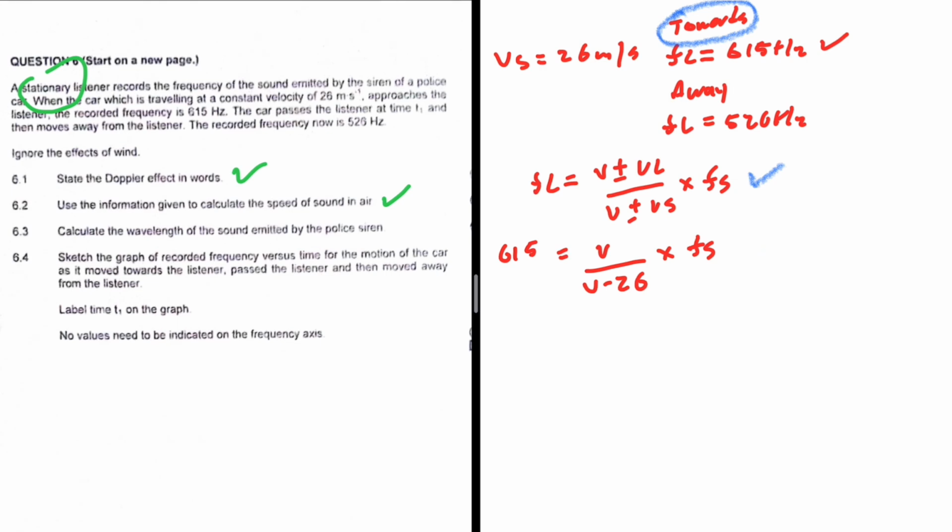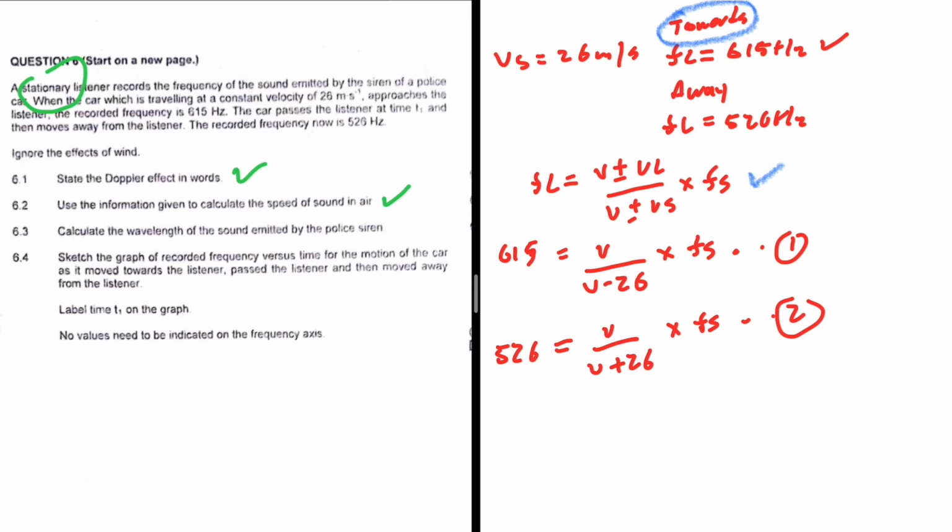Let's take a look at the case where it is moving away. When it is moving away, the observed frequency is 526 hertz. And then we have V divided by V, now that it is moving away, plus 26, multiplied by Fs. Fs is the same because that is the emitted frequency. So we have these two equations, equation 1 and equation 2, and what we need to do is solve simultaneously.